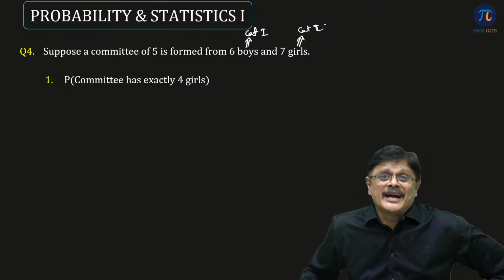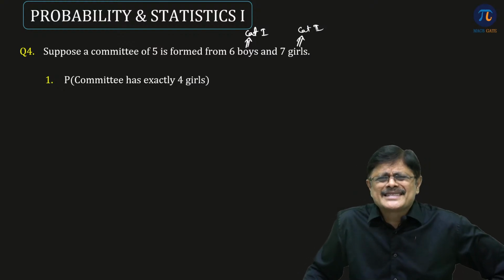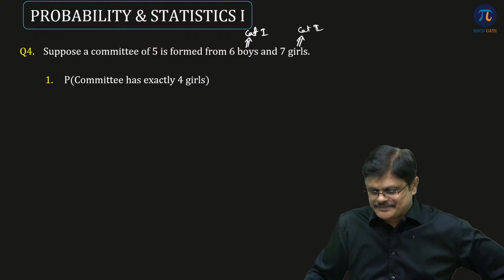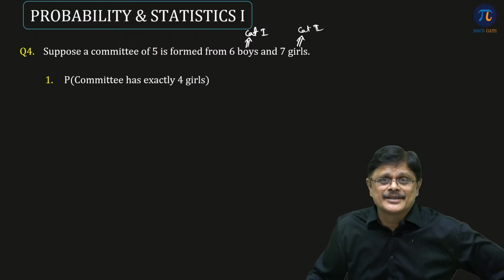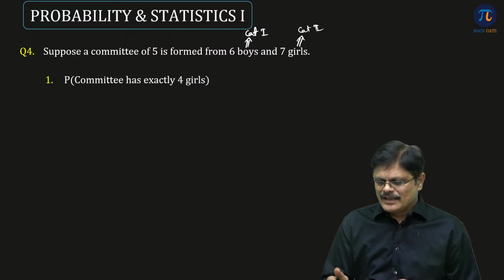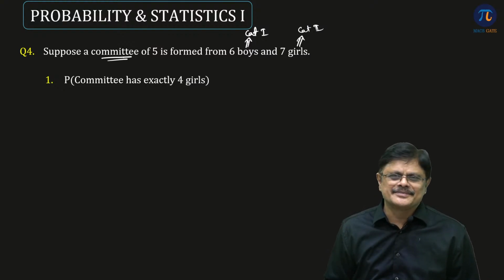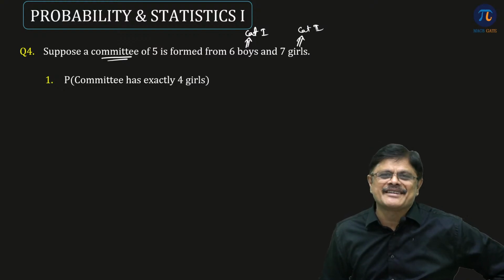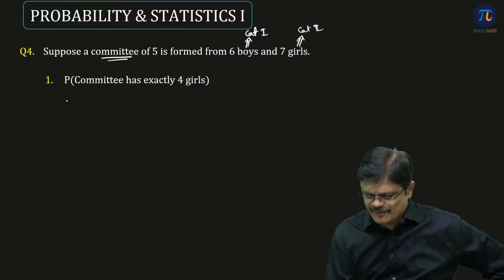Suppose a committee of 5 is formed, selected from 6 boys and 7 girls. What is the probability that the committee has exactly 4 girls? First of all, let us try to do this selection, sir. How many ways can you select 5 out of 6 boys and 7 girls in total? First of all, let us see that total.